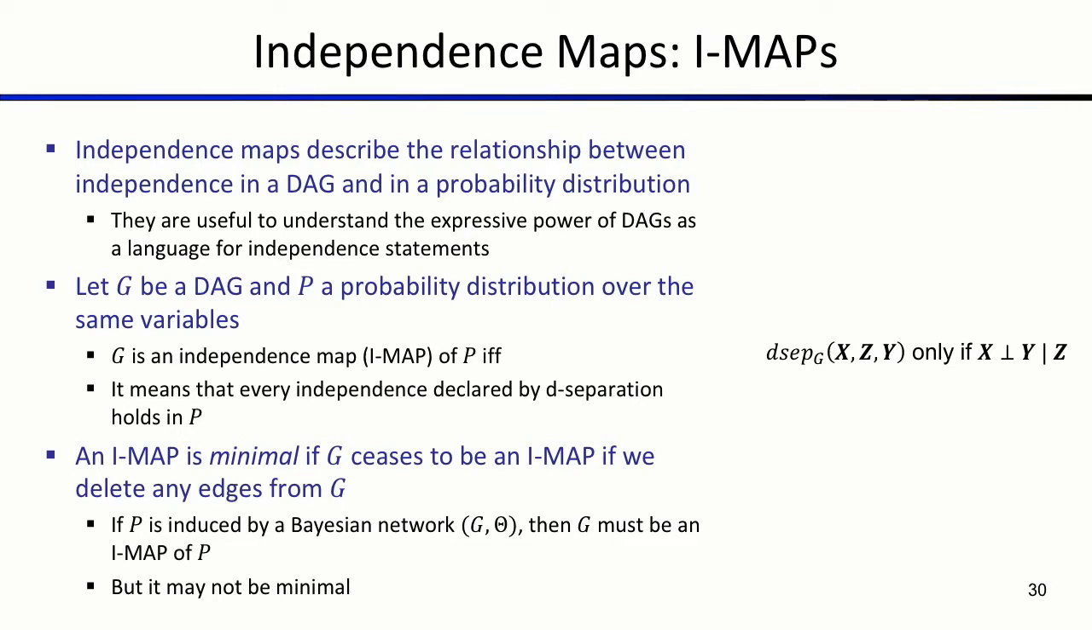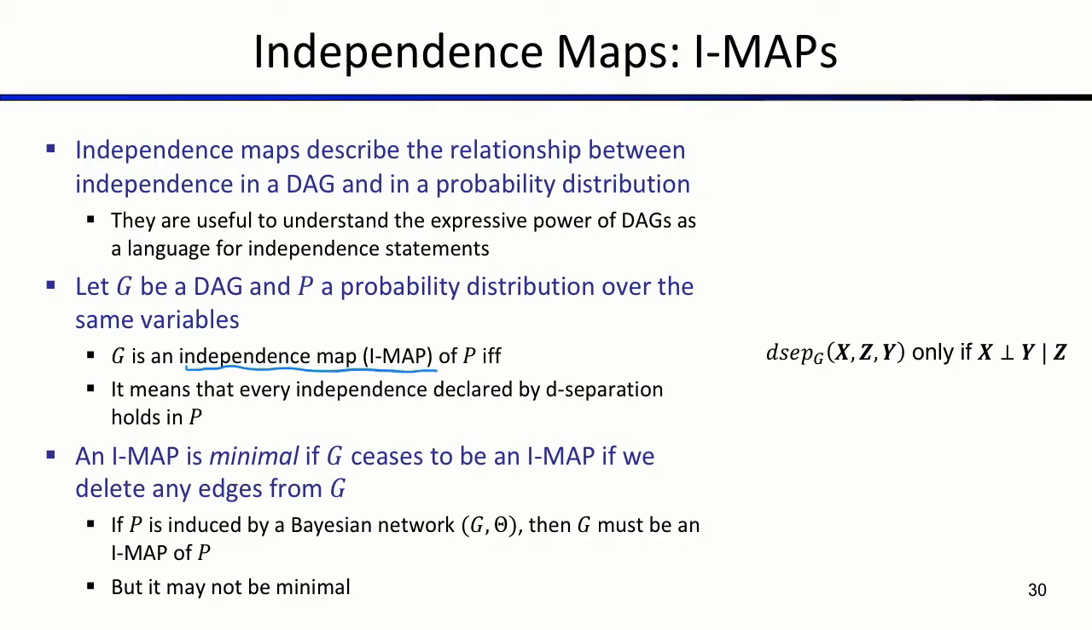So now I'm going to pause a little bit and take a look at some theoretical aspects of the Bayesian network so we can get a little bit more understanding about this type of probabilistic graphical model. So we're going to go through a series of definitions, and those definitions are very important for us to understand the representation power of Bayesian networks. And our first definition is an independence map, or IMAP for short.